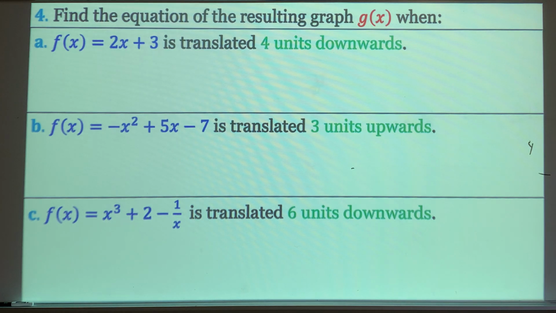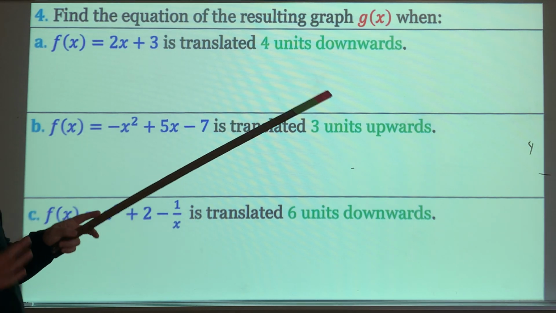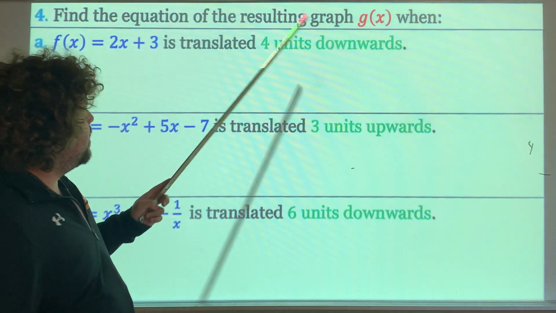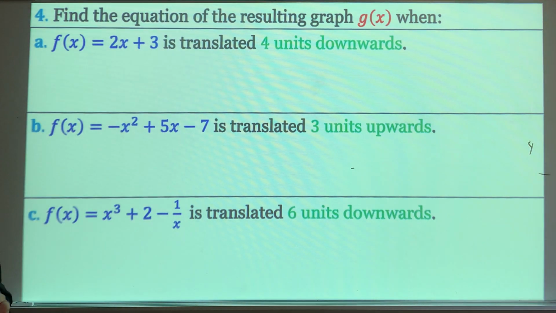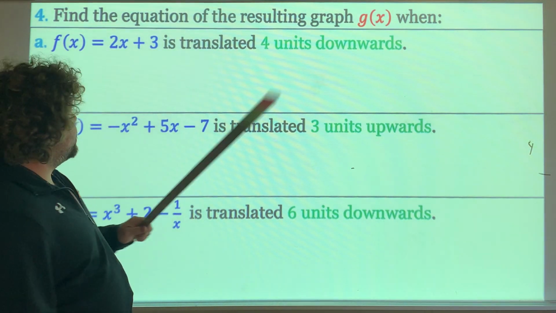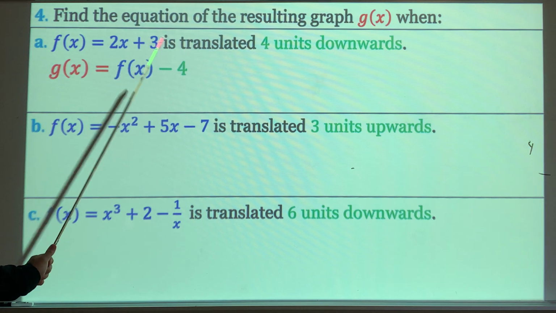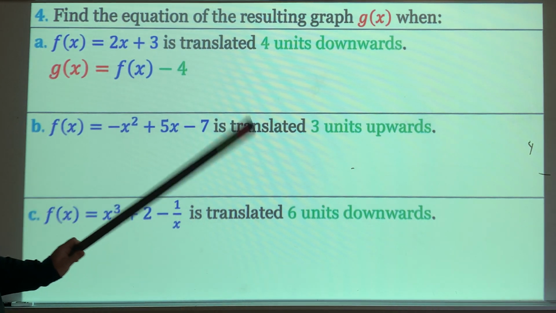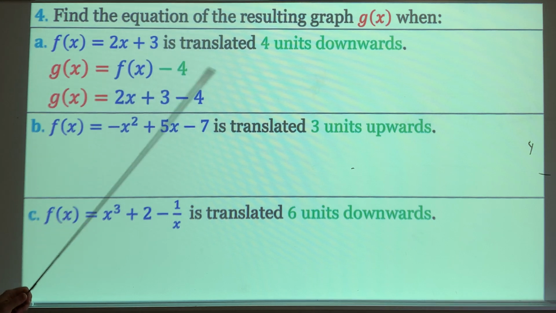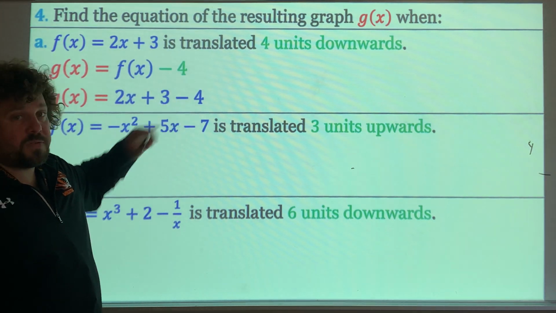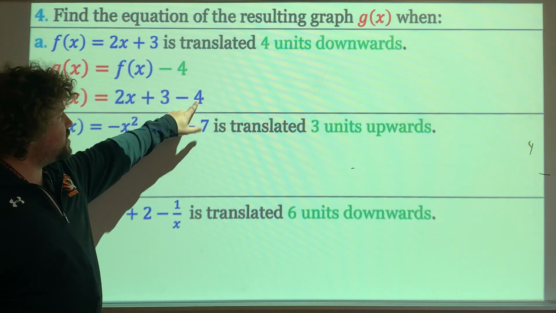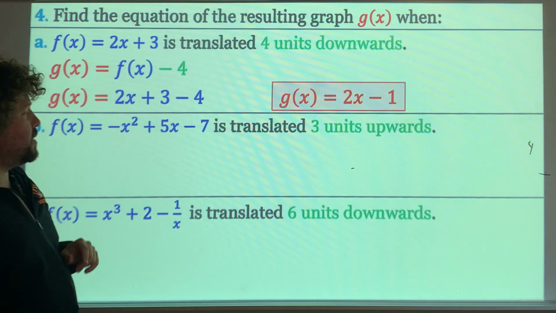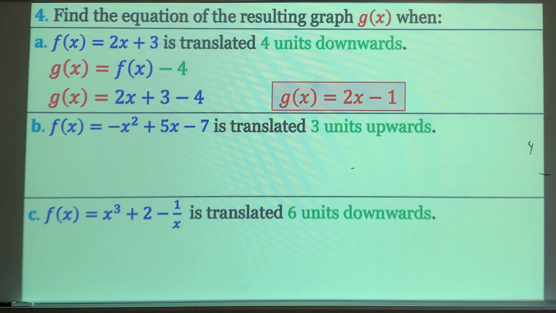So, when you are moving an equation, all you're doing is taking the equation and adding whatever this is. Now, downwards would be a negative number. So I take my original equation, f of x, and I'm going to subtract 4. Down minus, up plus. So, 2x plus 3, minus 4. 3 minus 4, 2x minus 1. And that's all there is to it. So why don't you work on B and D?